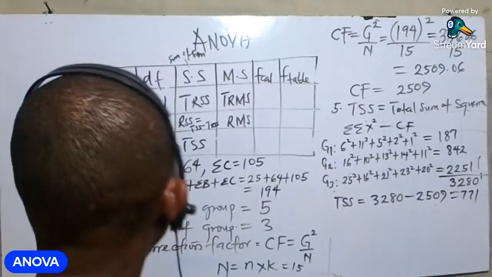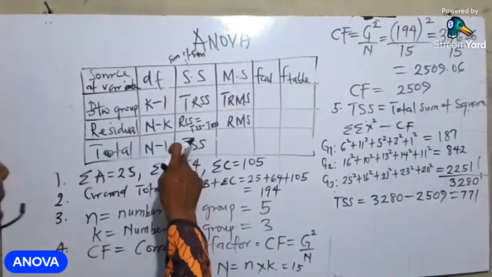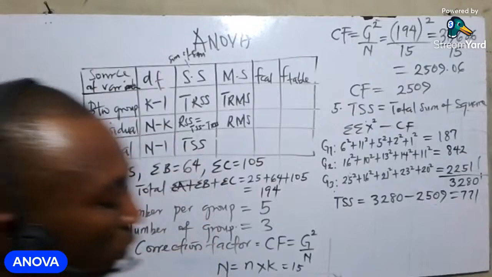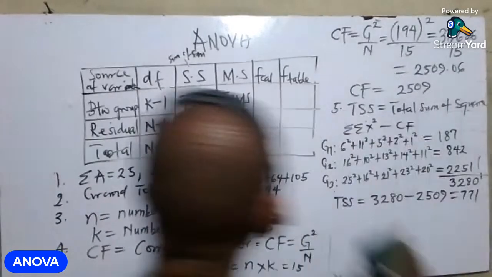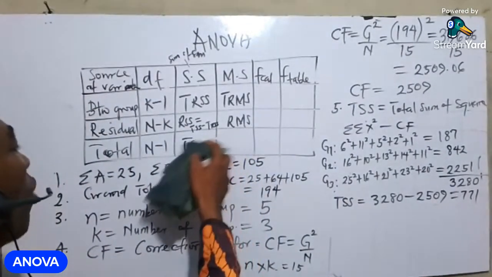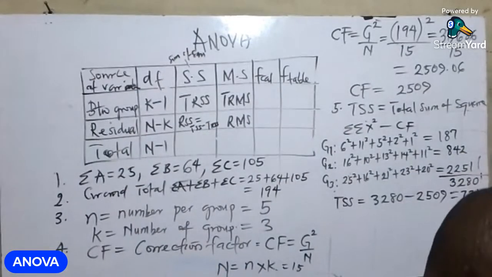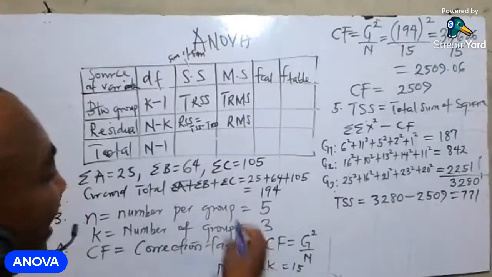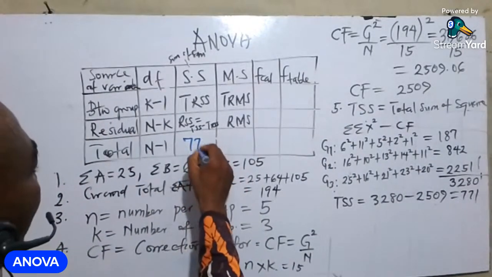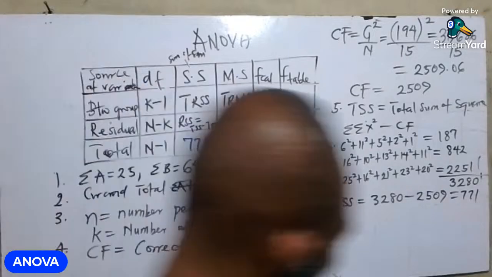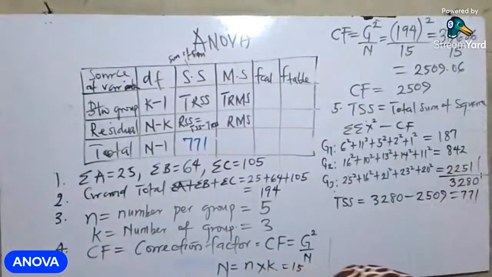So without wasting much of our time, like I said, I'm not going to clean this table. So immediately I'm getting all the figures of the table, I can come here and clean this place and put my answer there. So can I get a blue? Okay, I think I can get a blue marker just to let you know that I've started getting my answer. This one is 771. So TSS is done and dusted.